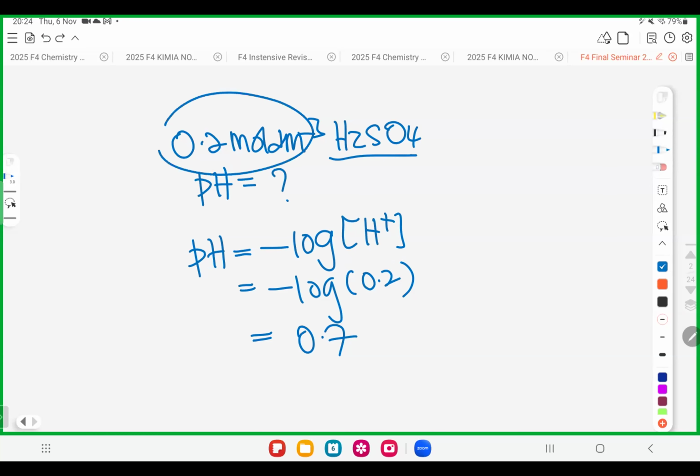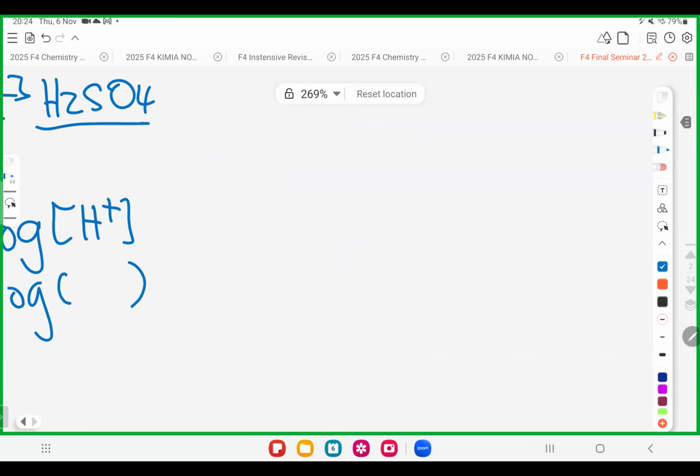It's just like I give you the concentration for Milo, but the calculation needs the concentration for Ribena. Not the same one. You cannot use the value, because the value you have is for Milo, but for the calculation, they want Ribena. So you must know how to get the concentration of H plus from this acid. Sulfuric acid has two hydrogens, so it is a diprotic acid. Sulfuric acid is a diprotic acid.